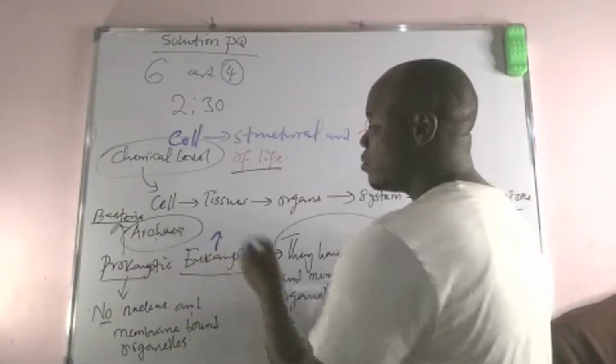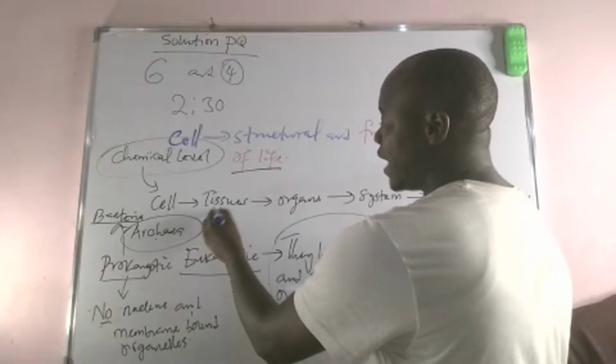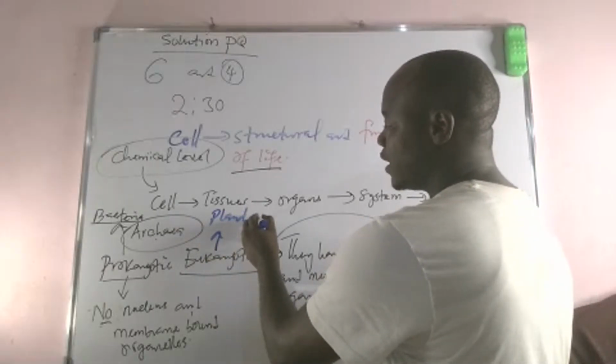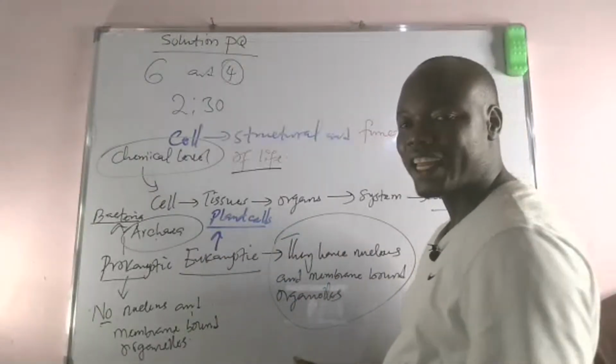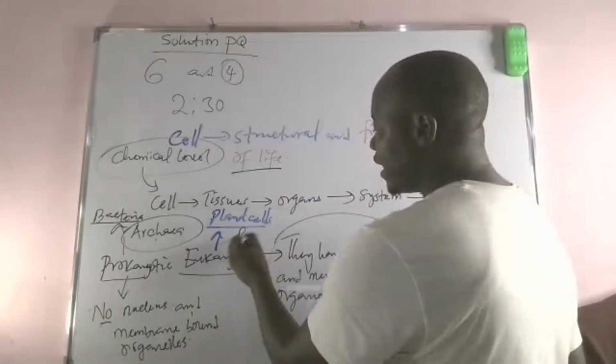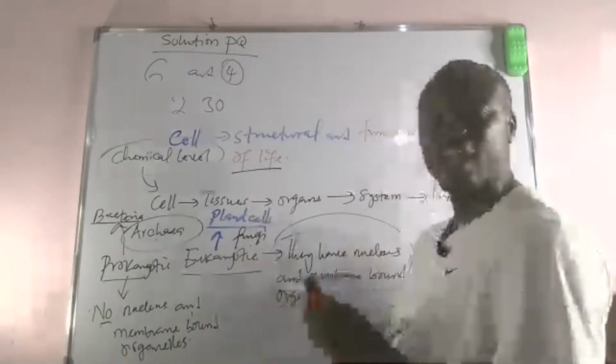So eukaryotic cells include human cells, plant cells, the fungi, algae. They are all examples of eukaryotic cells.